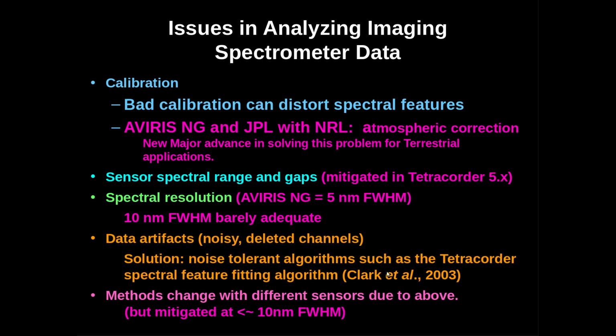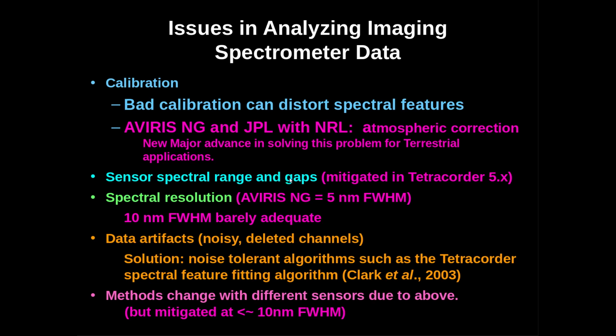One of the biggest issues in analyzing spectrometer data is the calibration. If the calibration isn't good, it can distort spectral features, and that can give you wrong answers. JPL now has atmospheric correction, which circa 2015 and being refined even to this day, is producing very, very good results for the Earth. The CRISM team has produced very good corrections for Mars spectrometer data, CRISM spectrometer data. So as we get the calibration refined, the Tetracorder results should be better also.